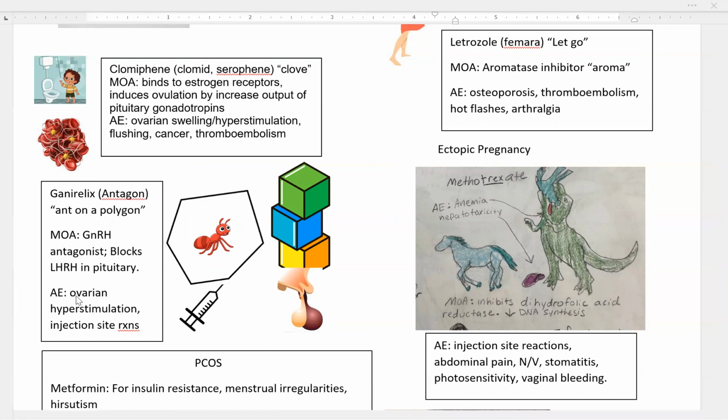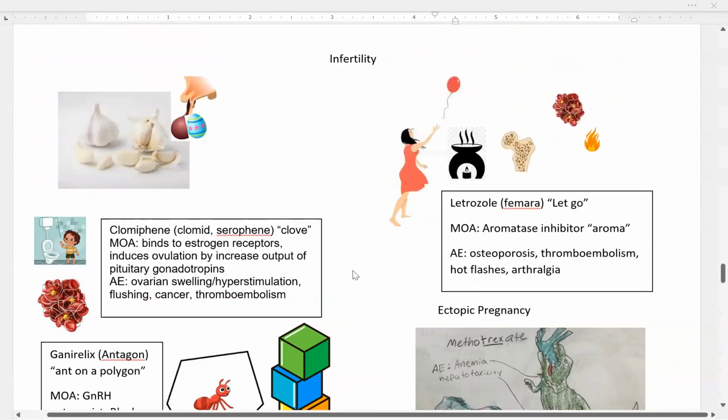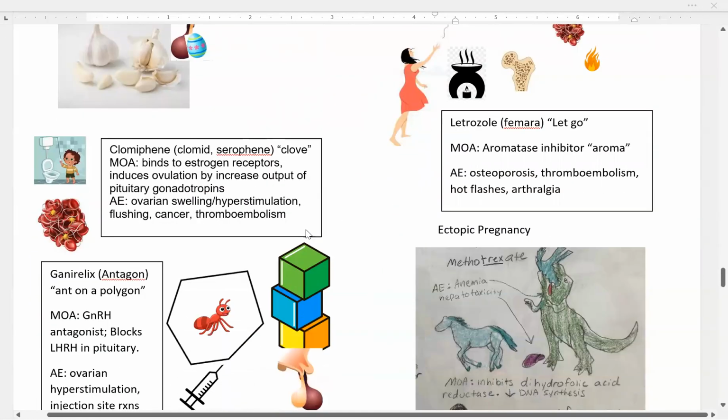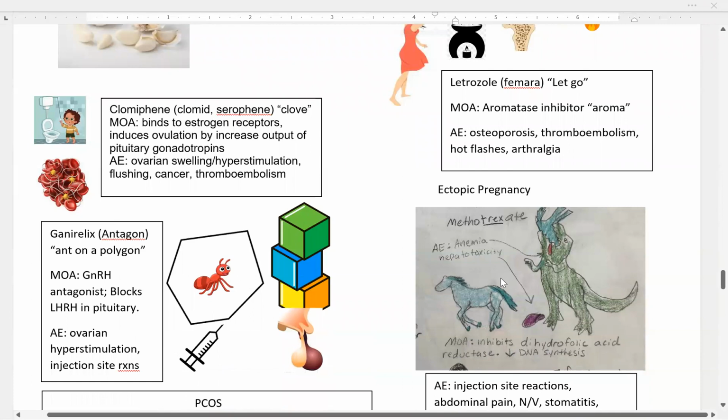Adverse effects are ovarian hyperstimulation. If we think about this logically, again, it's kind of stimulating a lot of hormones. So yes, you can get hyperstimulation and then injection site reactions because it's an IM injection. So those are your 3 drugs for infertility: you have Clomid, letrozole, and Antagon.